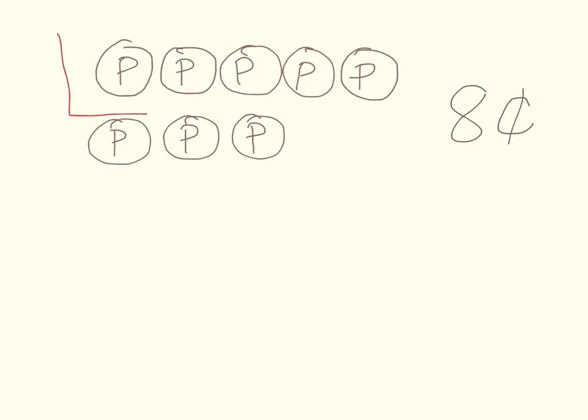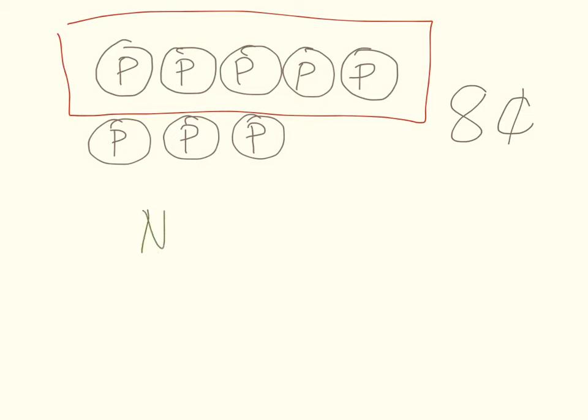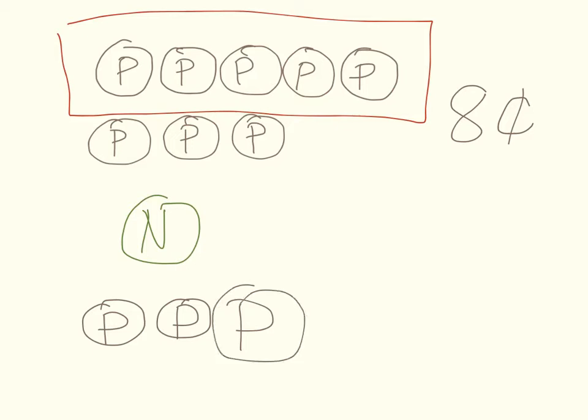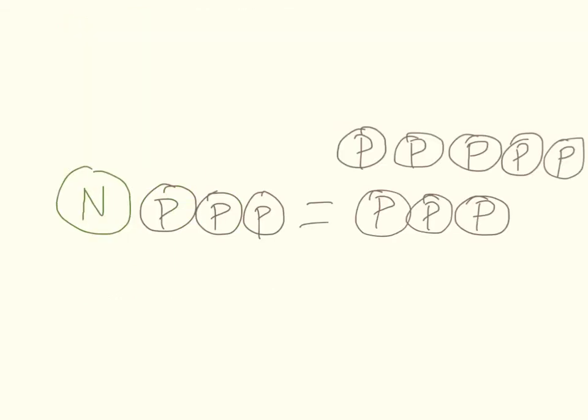I also know that 5 pennies is the same as 1 nickel. So I could also draw this as 1 nickel and 3 pennies. That would be the same 8 cents. So 1 nickel and 3 pennies equals the same as 8 pennies. They both equal 8 cents.